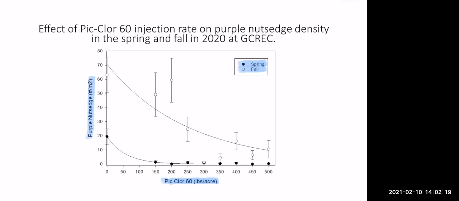And I want you to notice a couple of things. Number one, we did have a higher nutsedge density in the fall than in the spring, and control rates achieved in the spring were greater than that achieved in the fall. So for example, in the spring, at about 150 pounds per acre, you have almost 100% control of purple nutsedge, whereas in the fall, at 500 pounds per acre, you significantly reduce the nutsedge population, but it's still not completely controlled.